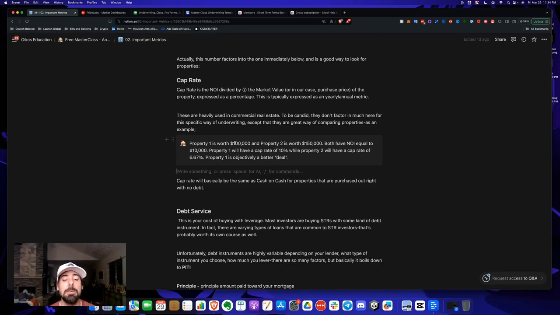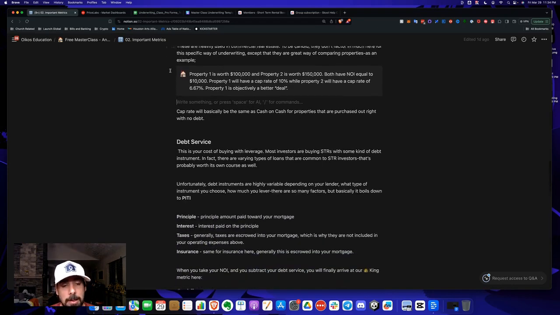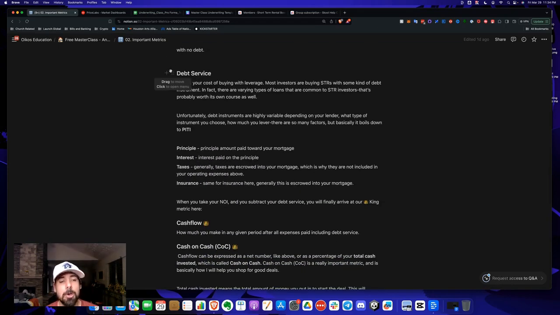Cap rate is basically going to be the same as cash on cash if you purchase a property outright with no debt. But again, I'm getting ahead of myself. Why do you need to know this number? You probably don't, but it's just a great way to compare properties. In fact, on Strike or on other apps, that's what you might be looking for, a cap rate, because you might be buying a property outright with no debt. However, most people are buying with some type of leverage. And so debt service is what we need to talk about next.